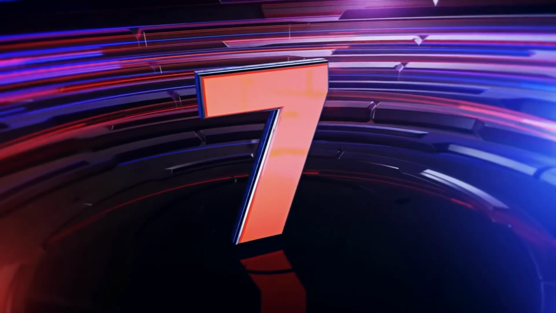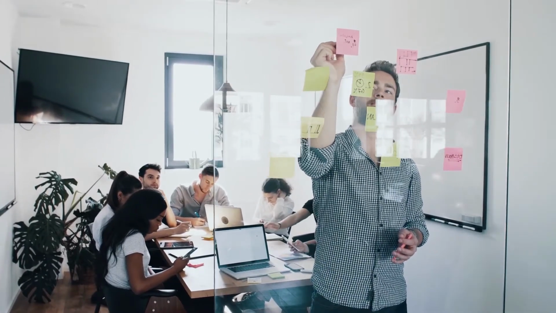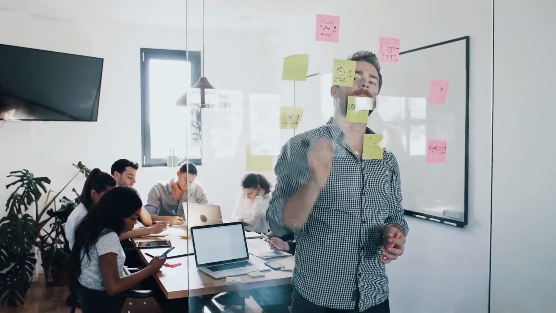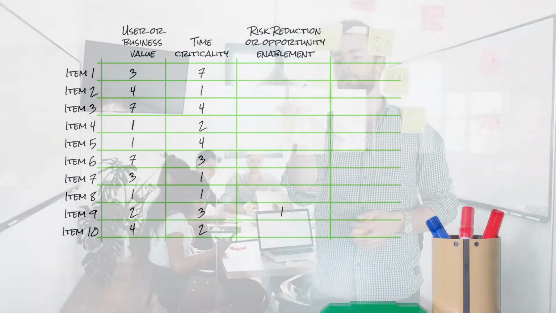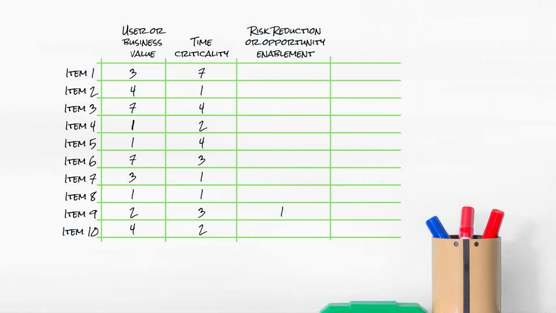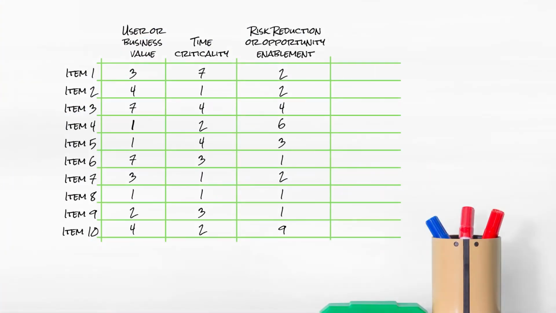Step 7. Now find the item that will deliver the lowest amount of risk reduction and/or opportunity enablement. Score your chosen item a 1 in the appropriate column. Step 8. Relative to previously scored items, score remaining work items in the risk reduction or opportunity enablement column.